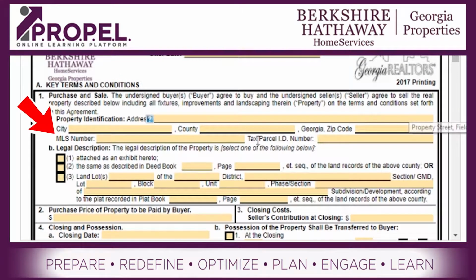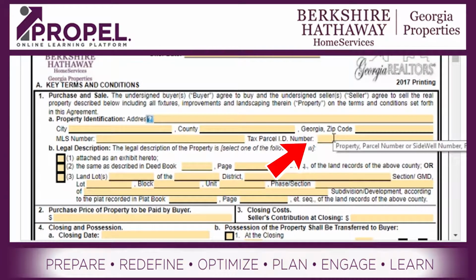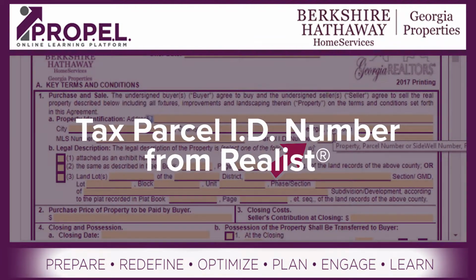Also, the MLS number will be filled in once you actually put the listing into FMLS, and then your tax parcel ID number, which you will get from Reallist.